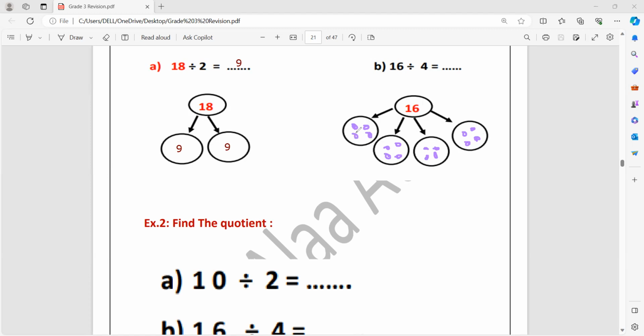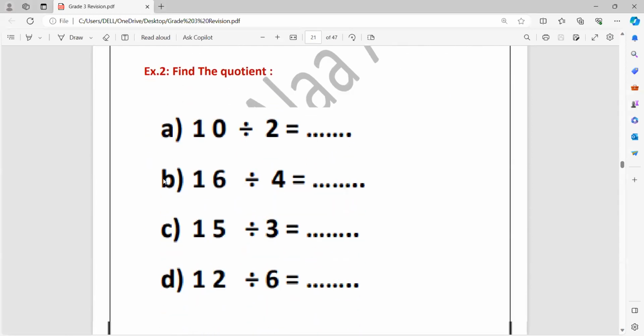Now, how many dots did you find in each group or in each circle? Yes, here we found 4, and here is 4, 4, and 4. This is the fair sharing or fair distribution. It means that 16 divided by 4, I'm going to find 4 in each group, so it equals 4. What if I want to solve without drawing? What am I going to do to get the quotient?